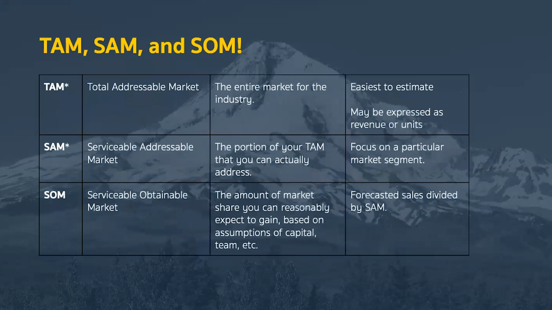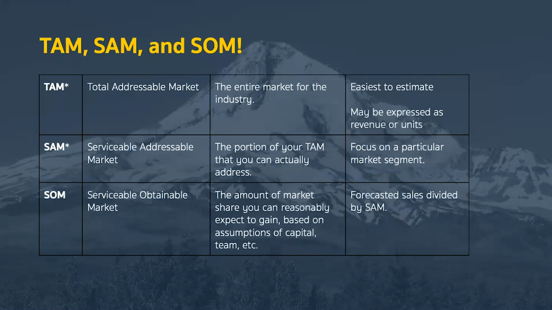The next 3 important vocabulary words are TAM, SAM, and SOM. TAM stands for total addressable market. It is the entire market for the industry. It's usually a really big number in the millions or billions, and it's the easiest one to estimate because you can usually find research on it. It's usually expressed in terms of revenue or dollars or units, like people or individuals.